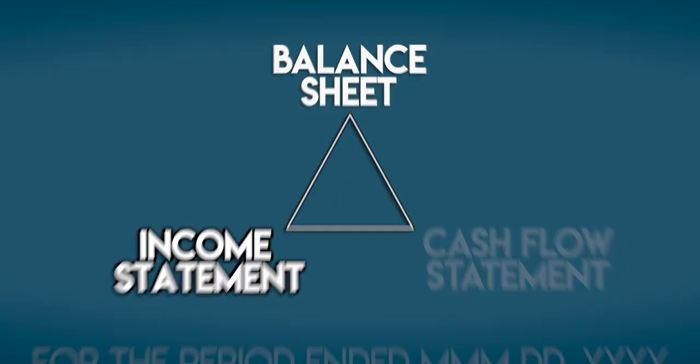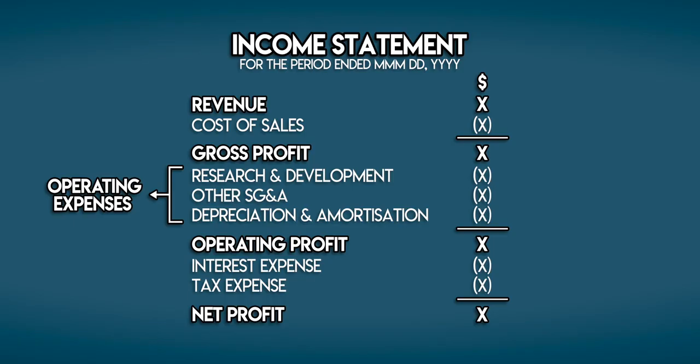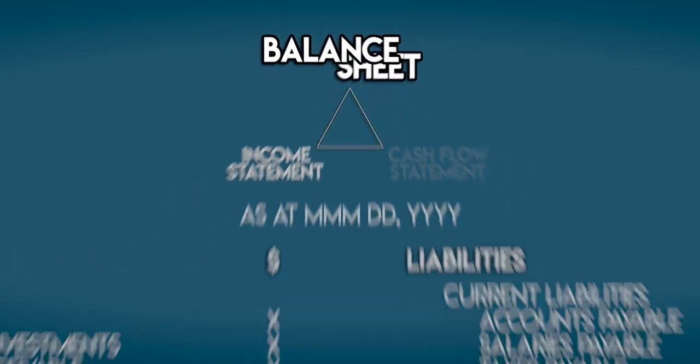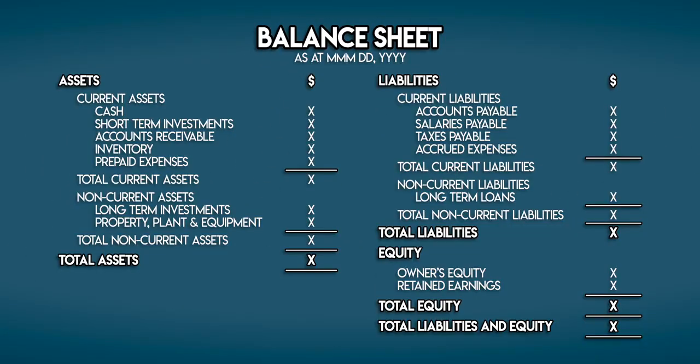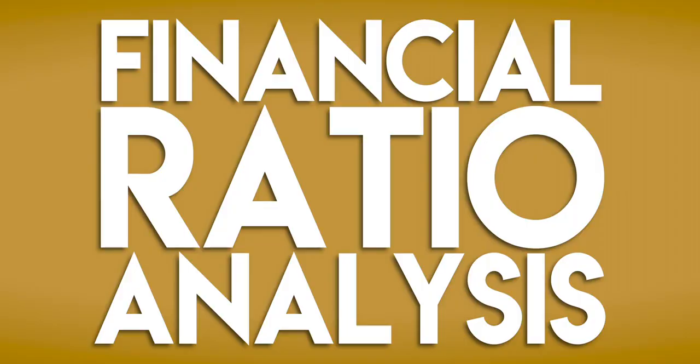The income statement looks like this. It gives us a summary of a business's revenues and expenses over a period of time. And then we have the balance sheet, which gives us a snapshot of a business's assets, liabilities, and equity at a point in time.